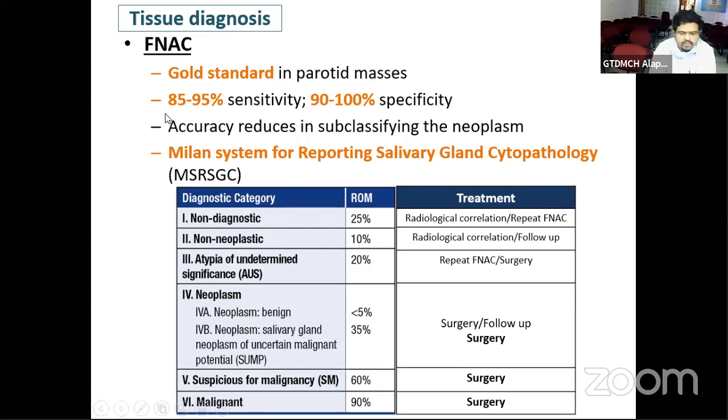Type 2 is non-neoplastic. It's very important. The newer guideline for FNAC is this Milan criteria. Type 2 is non-neoplastic with a 10% risk of malignancy. Type 3 is AUS, atypia of undetermined significance, with a 20% chance. Then type 4 is neoplasm: benign is type 4A, and neoplasm of uncertain malignant potential is 4B, which has a 35% chance of malignancy. Then type 5 is suspicious of malignancy. Type 6 is malignancy. Okay. The first 3 are mainly benign, up to 4A. The last 3 are neoplasm of uncertain potential, suspicious of malignancy, and malignant.